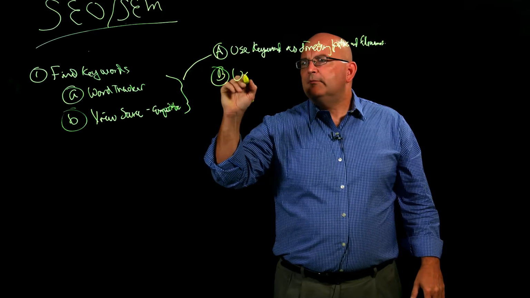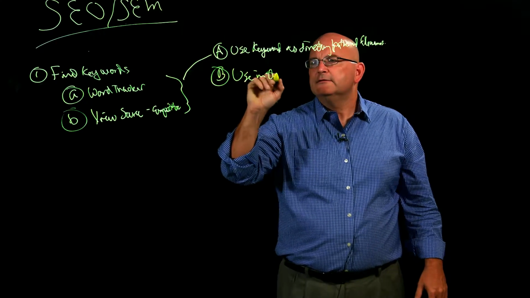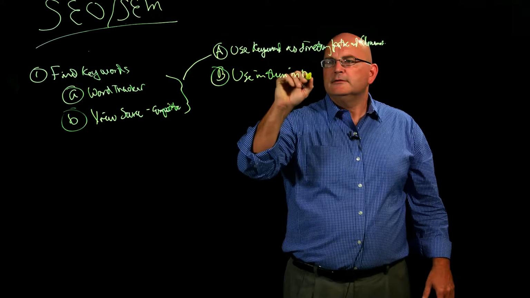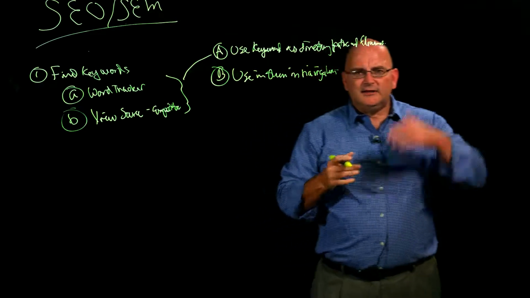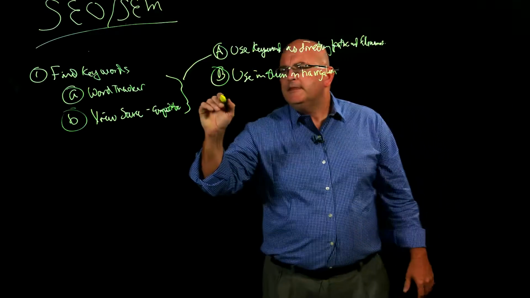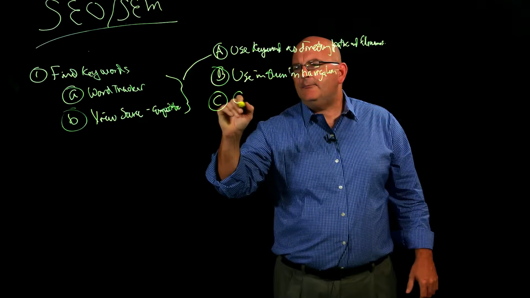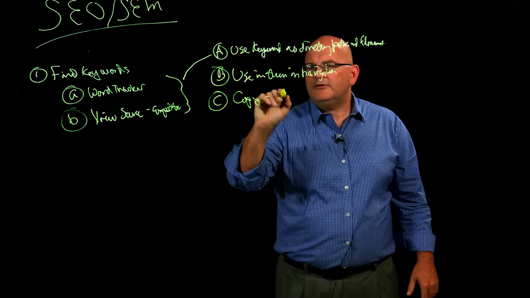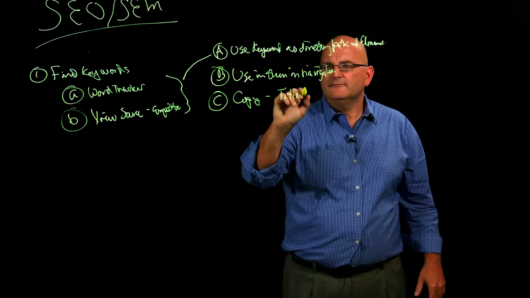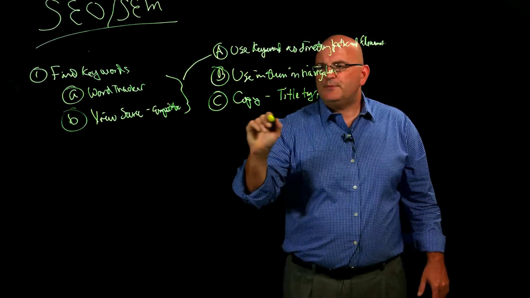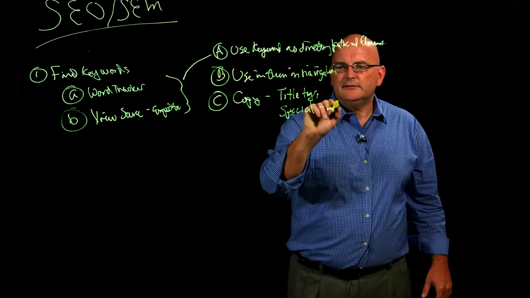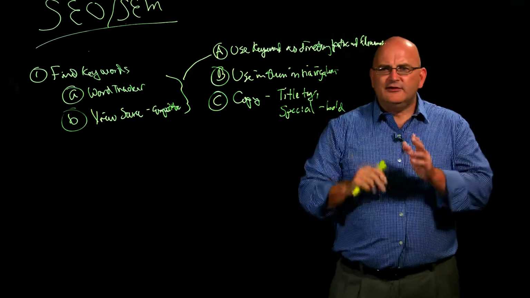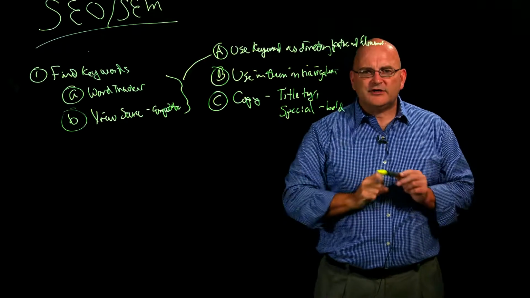Second, I would use them in navigation. So use those keywords, right, in the pull-down menus. Use them in the copy, right, particularly title tags and special characters like bold. Right. If you bake those keywords in there, that's going to drive more traffic to your site.